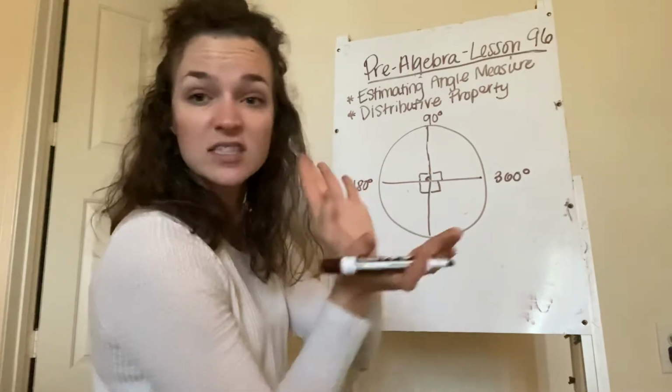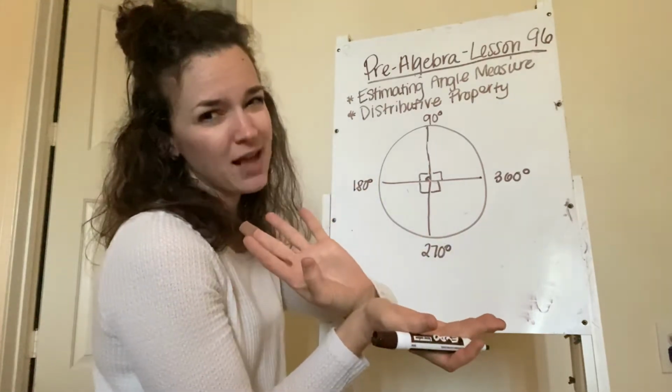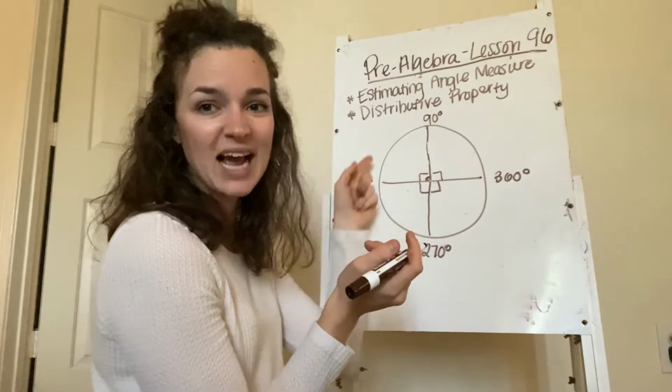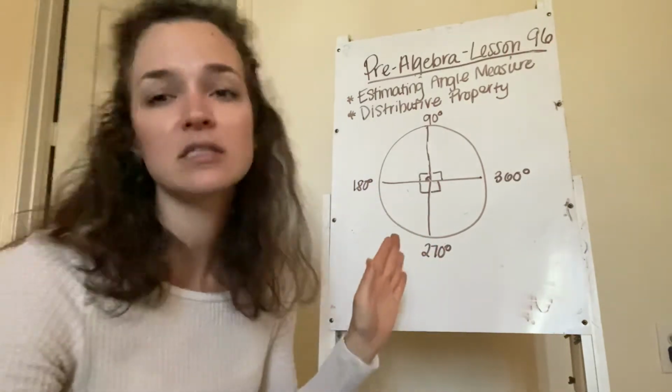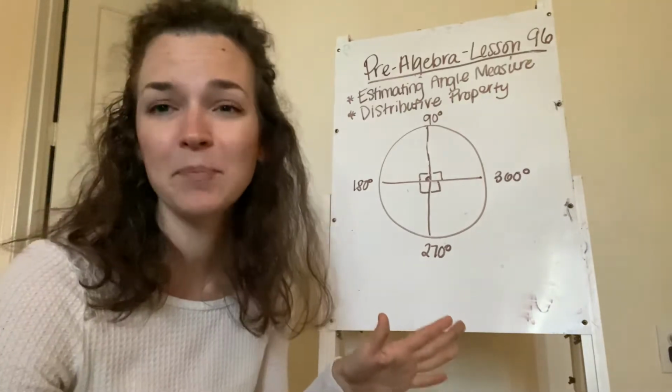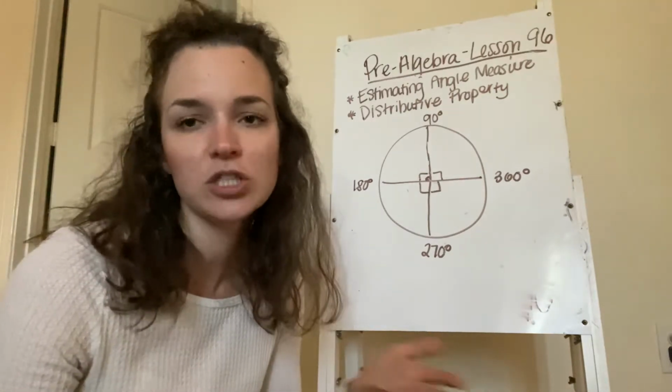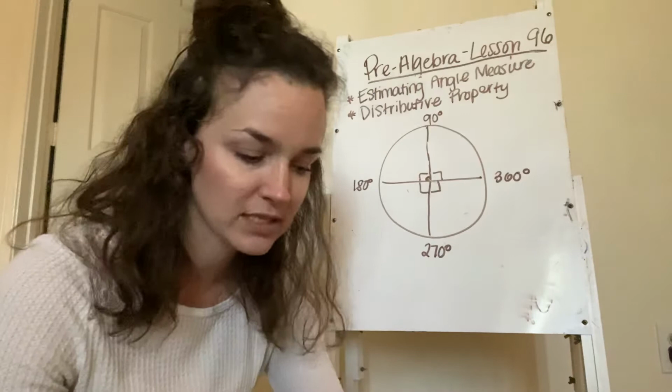Or does it look like it's a little bigger than an L, but it's not quite a straight line? So then you would know it's between 90 and 180, okay? So I think this is a really good tool. It's not as specific as a clock, but again, it's still just estimating. So it just helps you to pinpoint a good estimation.